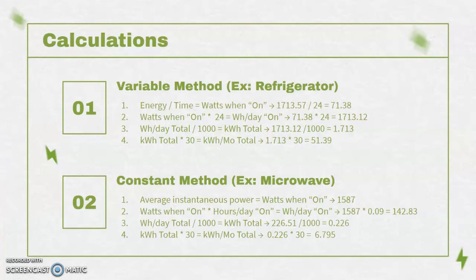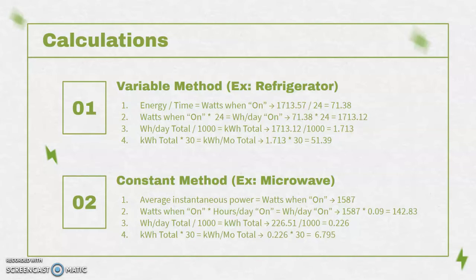I calculated my total energy consumption in 2 ways. Using the variable method for the refrigerator, I divided my watt-hour per day reading by 24 hours in order to find the average instantaneous power use. After converting the total watt-hour per day measurement into total kilowatt-hour per day, I then multiplied the value by 30 days to find the total kilowatt-hour used per month.